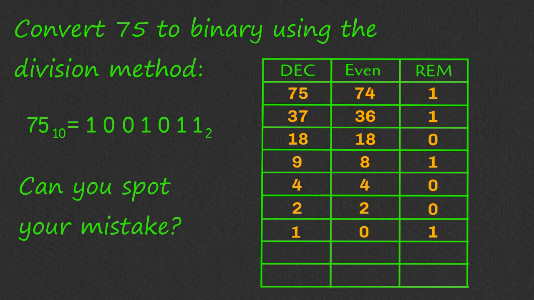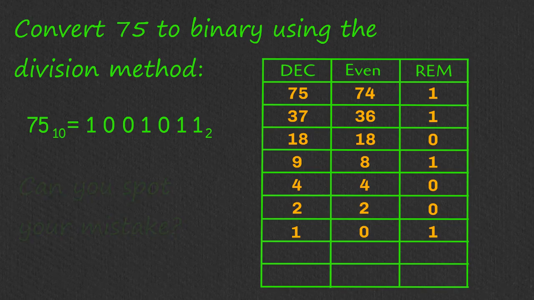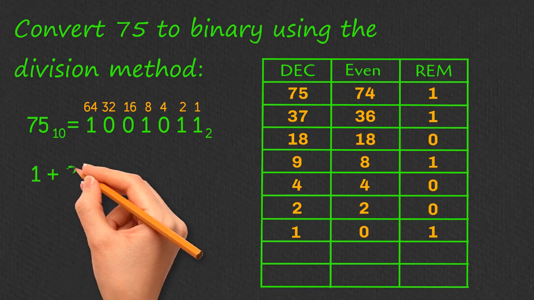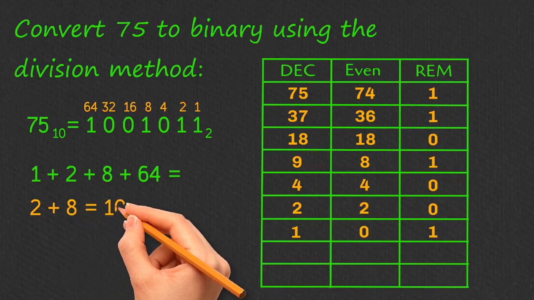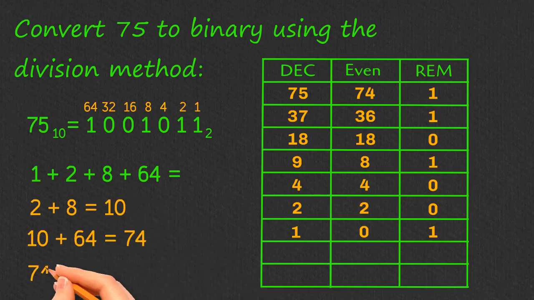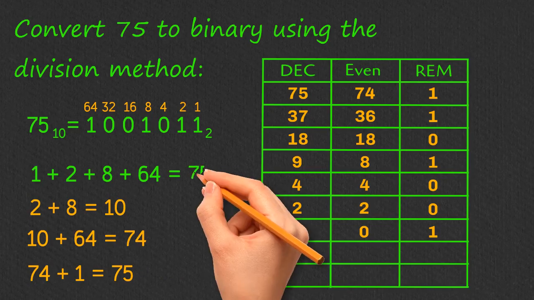Now, in the previous video, I already mentioned that we can check if our answer is correct by converting the binary answer back to decimal and see if we get the same number back that we wanted to convert, in this case 75. Let us just do that. Placing the binary place values on top of our binary number, we get 1, 2, 4, 8, 16, 32 and 64. Out of these place values, we used 1 plus 2 plus 8 plus 64. 2 add 8 makes 10, add 64 makes 74, add 1 makes 75. So our answer is correct.